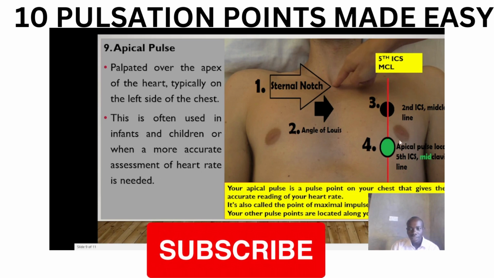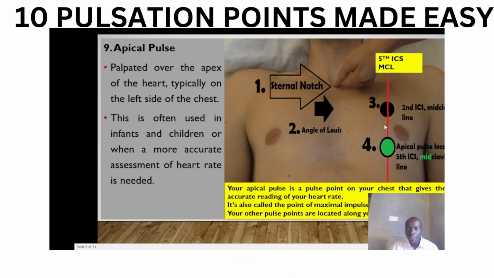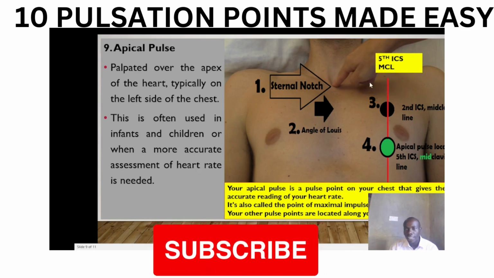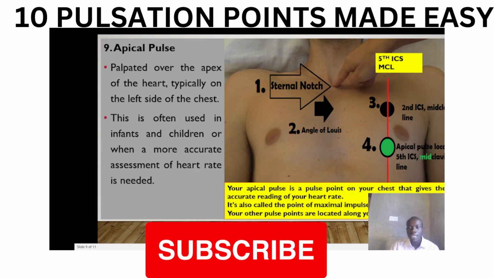Okay, great guys. So it's mid-clavicular. You can identify the sternal notch, the angle of Louis for the second intercostal space. So in this case, we need the fifth intercostal space, mid-clavicular line. Okay, the clavicle. So we get it here. Okay, so this is the apical pulsation location. Fifth intercostal space, mid-clavicular line.